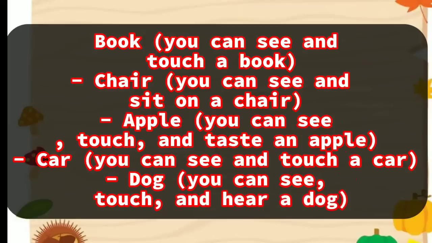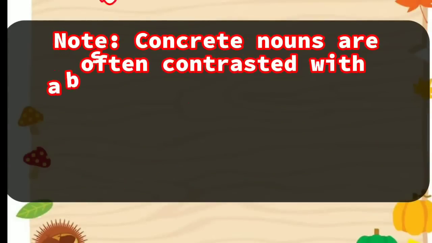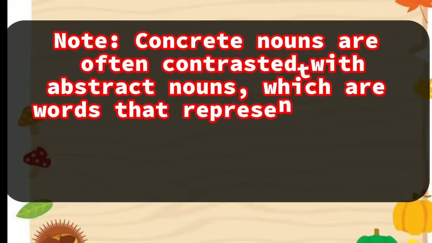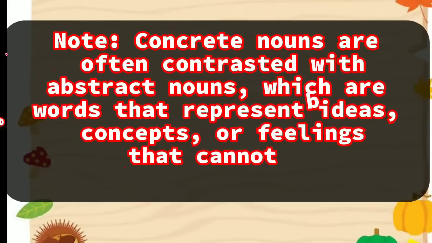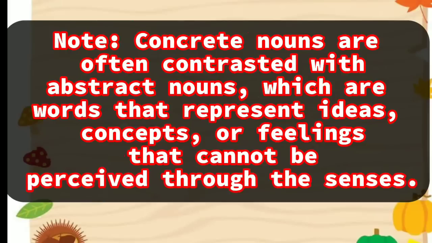Car, you can see and touch a car. Dog, you can see, touch, and hear a dog. Note: concrete nouns are often contrasted with abstract nouns, which are words that represent ideas, concepts, or feelings that cannot be perceived through the senses.